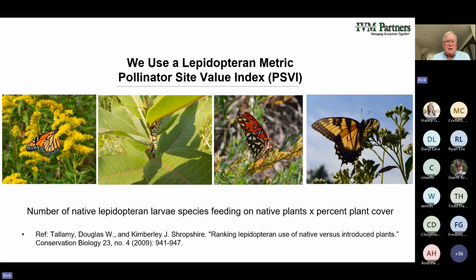We also use a lepidopteran metric, which is our moths and our butterflies. That was developed at the University of Delaware by Dr. Doug Tallamy's group, Kim Shropshire. And they have about 13 species showing what are the important plants that the monarch need, or not monarch, but all butterflies need for their larvae to feed on.